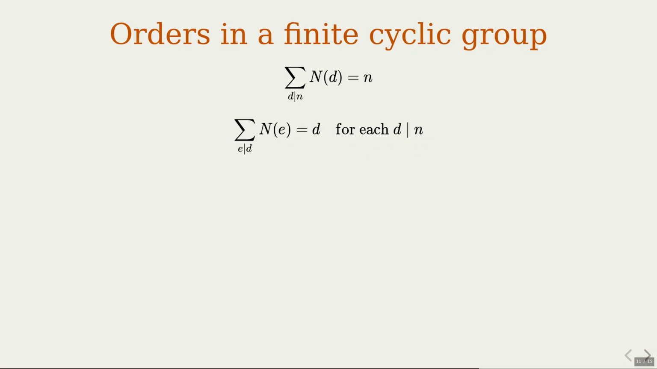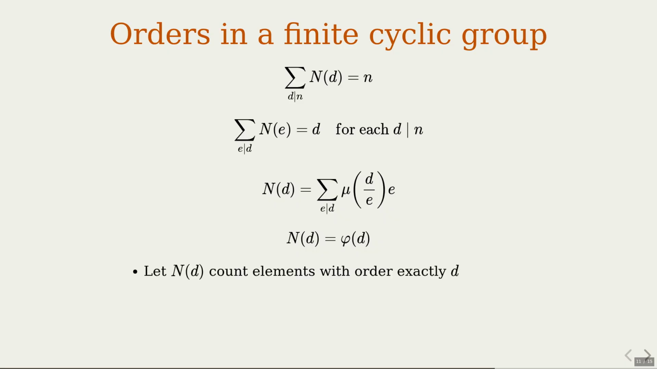More precisely, for each divisor d of n, the elements whose order divides d form a unique subgroup of size d, so the sum of n of e over all e dividing d equals d. This is exactly the kind of divisor sum where we can apply Möbius inversion to solve for n of d in terms of d itself. Carrying out the inversion shows that n of d equals Euler phi of d. So there are phi of d elements of order exactly d in a cyclic group of size n.